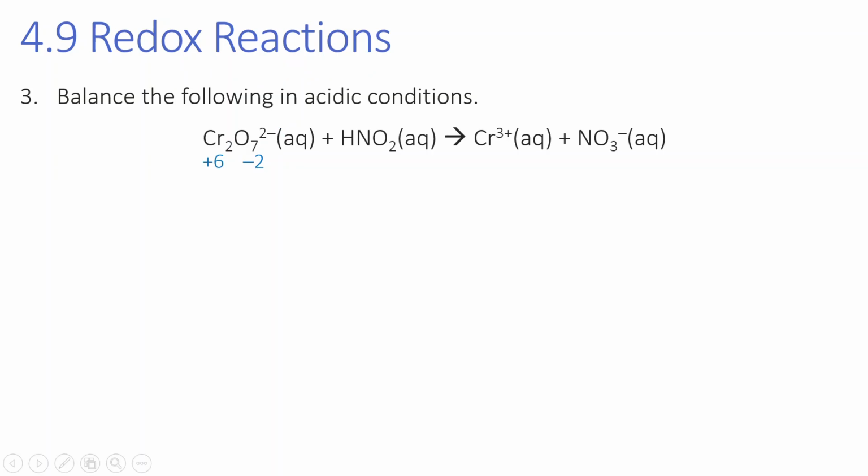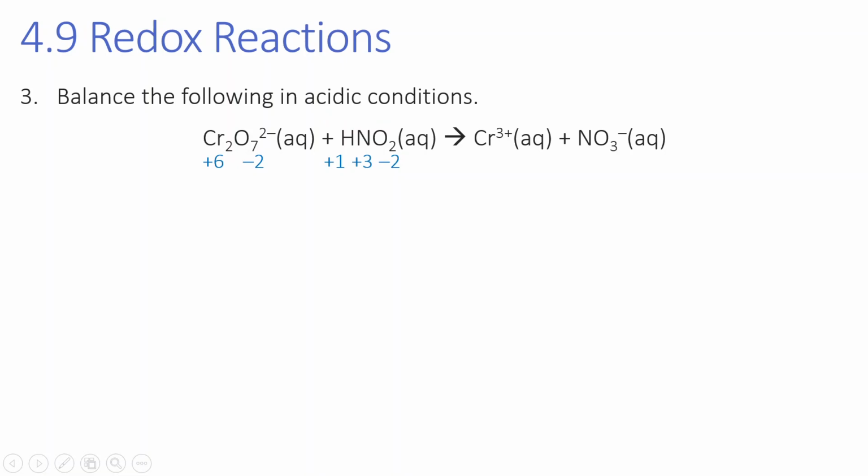For HNO2, O is going to be -2, and hydrogen is going to be +1. Now notice that this is a neutral compound. So the 2 O's are going to give me -4. The hydrogen is +1. So that means the nitrogen must be +3 so that this compound comes out as neutral.